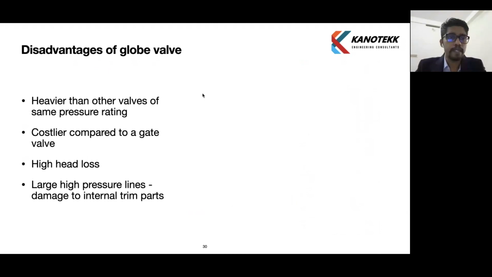The disadvantage is it is heavier than other valves of the same pressure rating, and it also makes it much costlier compared to a gate valve. There is high head loss in high pressure lines where this valve is used. Due to the high pressure flow, it can result in damage to internal trim parts. The internal parts of the valve can get exposed, which can damage them.